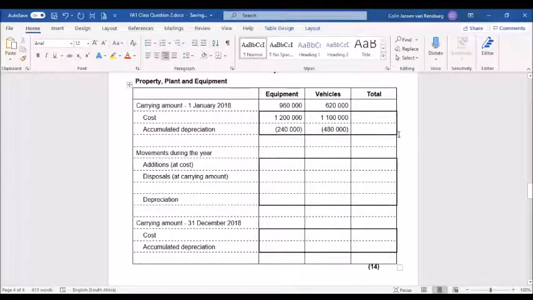So if we take the cost and we add it up across, we get 2,300,000. And if we take the accumulated depreciation, we add that up across. Remember, if it's a minus and another minus, it's almost like adding the two together, right? So that will add up to 720,000, right? Have I made a mistake somewhere? Have I made a mistake? Yes or no?